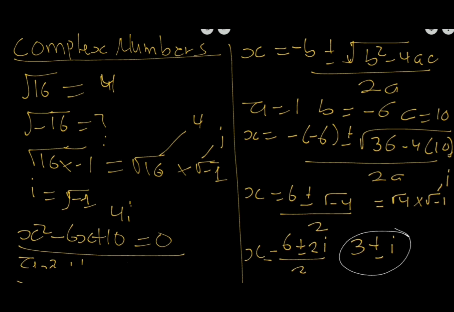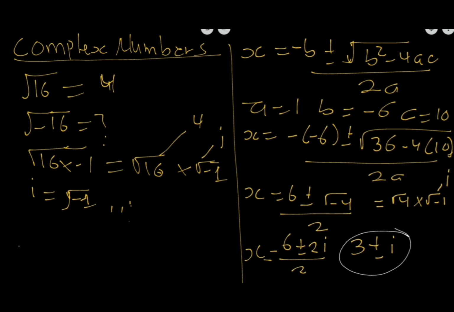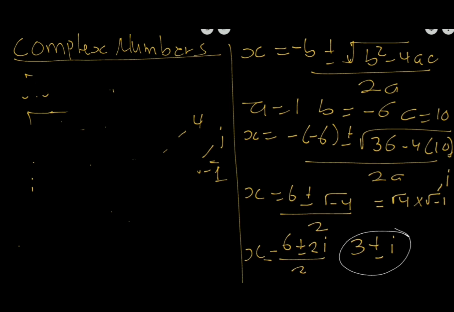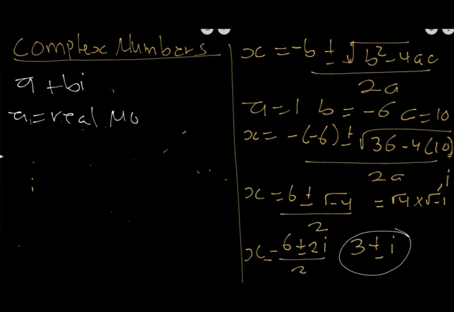So we now have our final answer as 3 plus or minus i, and that brings us to the general form of a complex number. The general form of a complex number is given as a plus bi, where a is a real number and b is our imaginary number.